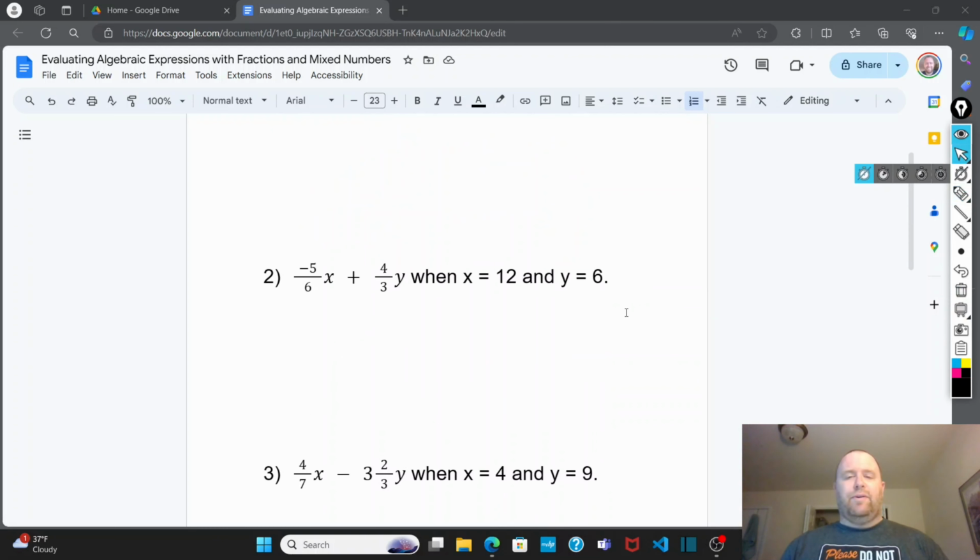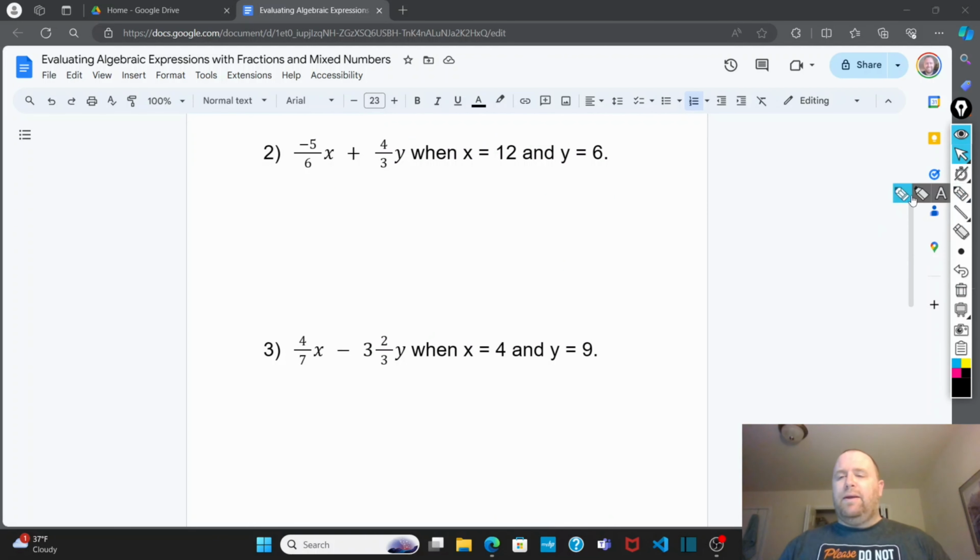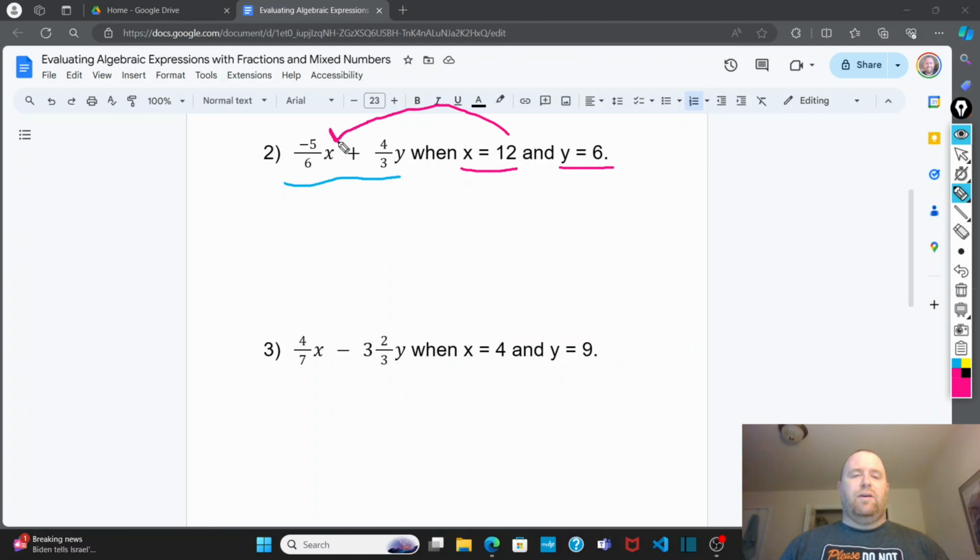Okay, so let's move on up. And this time, we've got this expression -5/6 x plus 4/3 y, and that's when x equals 12 and y equals 6. So instead of x, we're going to put in 12 here, and instead of y, we'll put in 6 here.